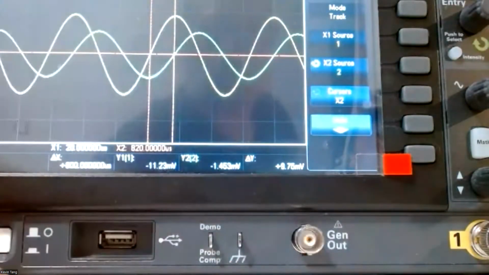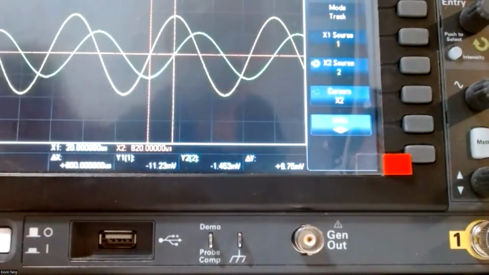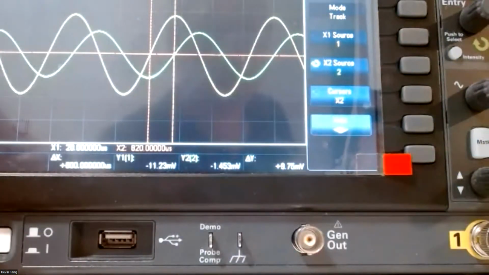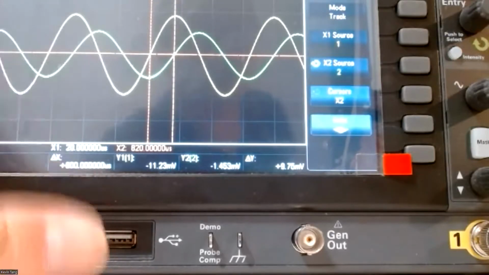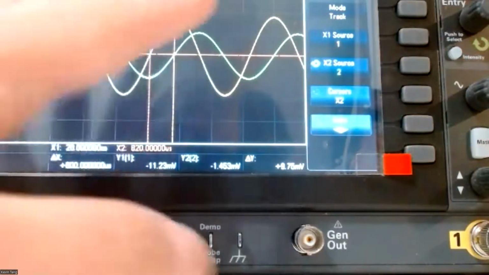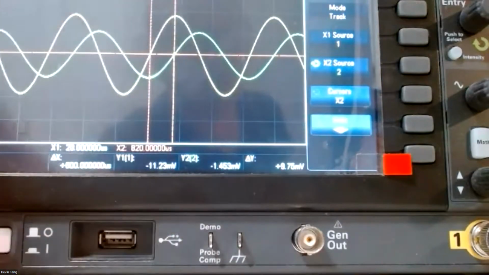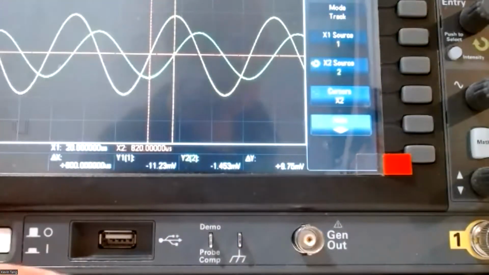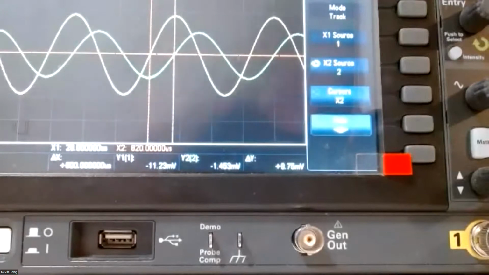There is a direct way to get the phase measurement on the scope, but we don't want to use that yet. We'll show you that later on for year 2. But for year 1, just learn this way because it's very important. A lot of measurements, you need to understand it from here. All right, any questions?